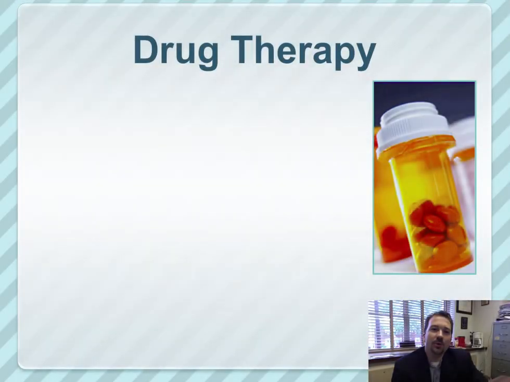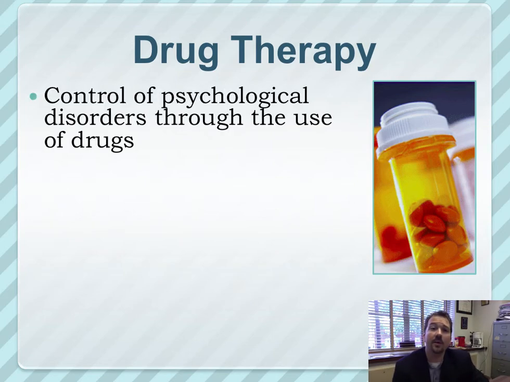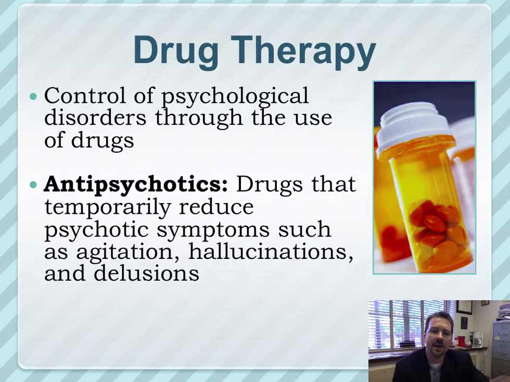Well, I want to conclude this lecture on psychotherapy techniques by talking about biomedical treatments, including especially drug therapy, which of course is incredibly common. It started in the 1950s, when you start having these pills on the market. So, drug therapy: control of psychological disorders through the use of drugs. Antipsychotic drugs, for example, temporarily reduce psychotic symptoms such as agitation, hallucinations, and delusions.